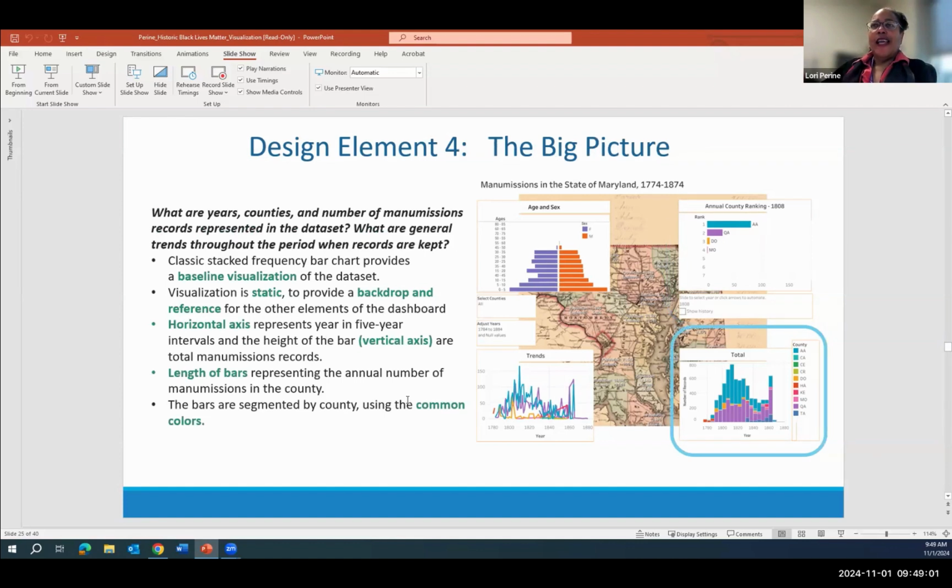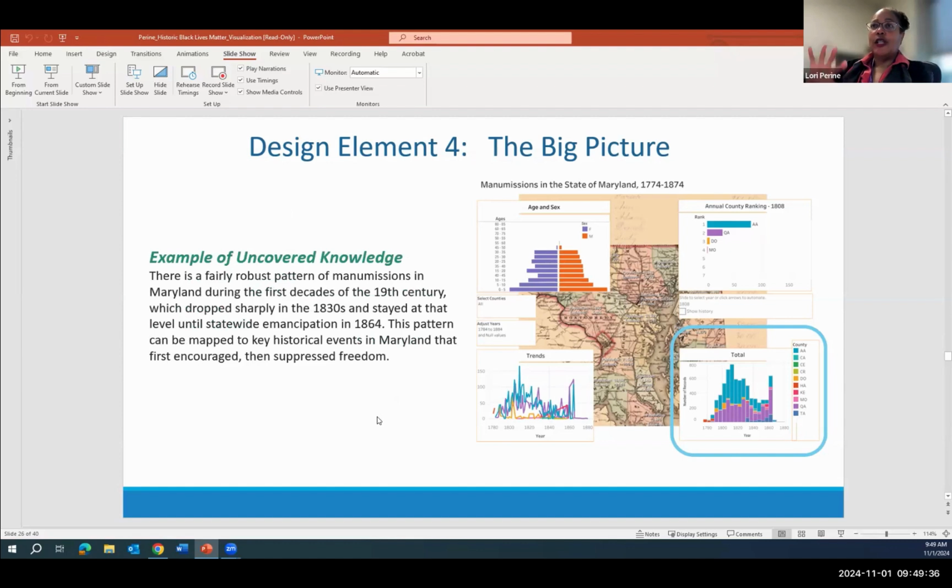And then finally, anchoring the dashboard in the right-hand corner is the only static element of the dashboard, and that is just the big picture. All of the counties, all of the years, using color to differentiate the different counties, but just gives us sort of that overall picture of what's happening with manumissions in the state and gives you context for what's going on in some of the other dynamic elements.